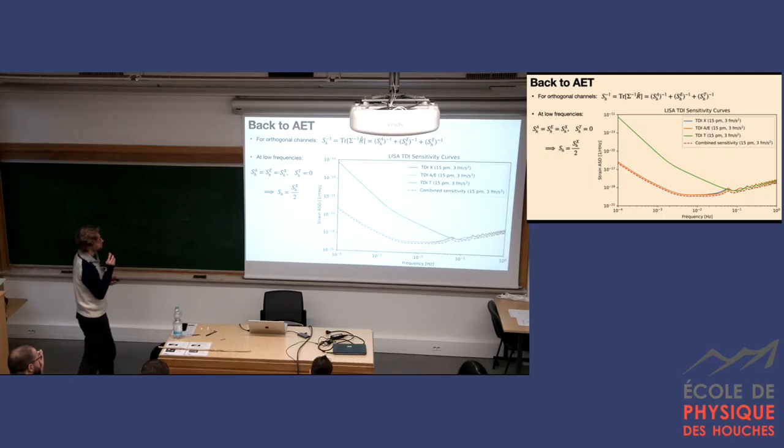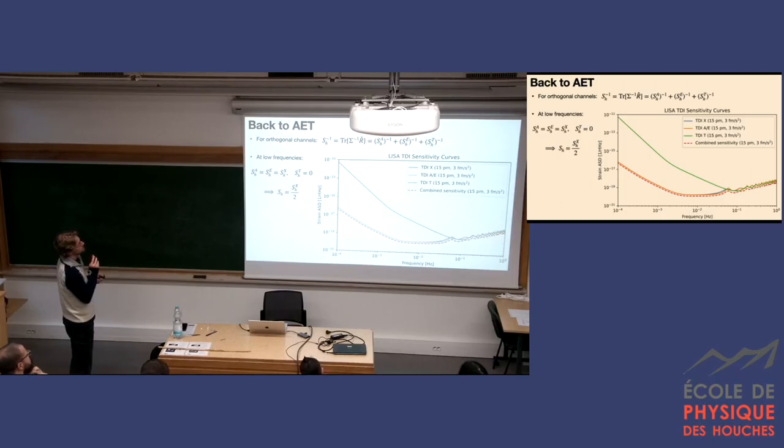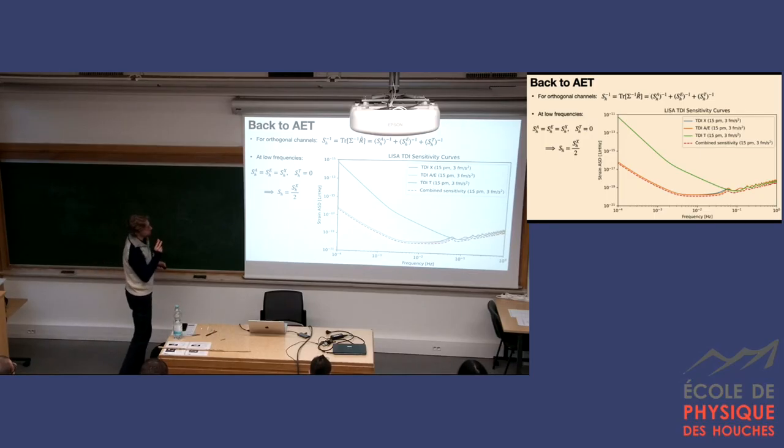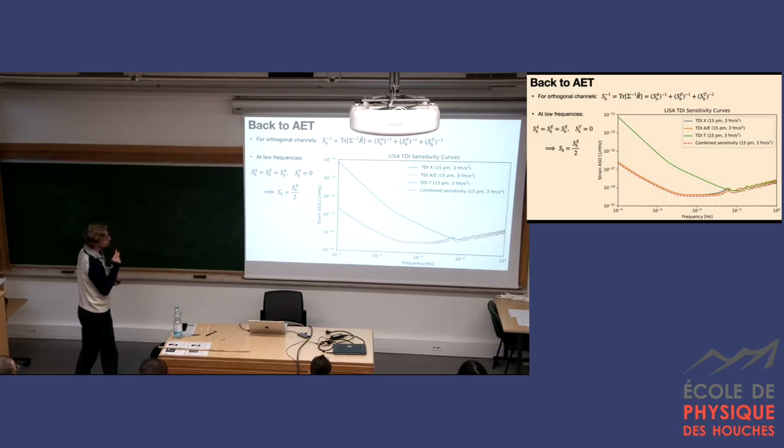So you see here at the very bottom the combined sensitivity curve. That is the total expression that we have on the left-hand side. And on top of that, you see the sensitivities of A and of E, computed in a simple scenario where you have 15 picometer per root hertz for the OMS and 3 femtometer per root hertz for the test mass in the yellow curve.